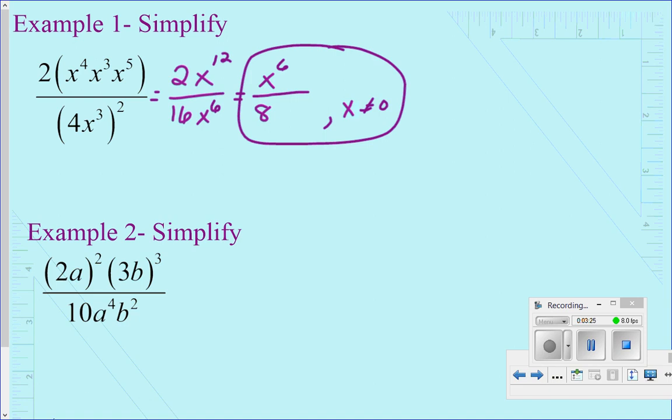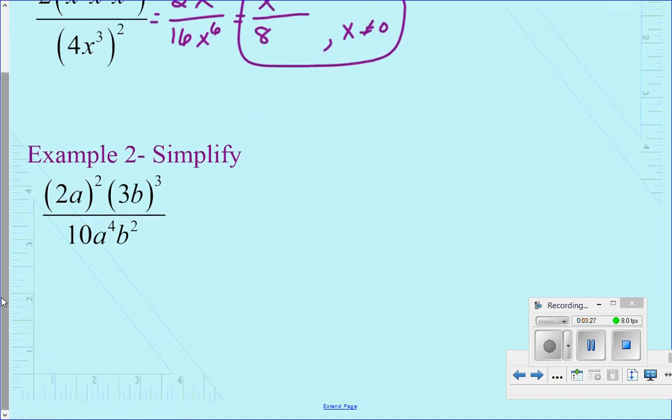Next one, so copy that one. So I'm going to follow order of operations always on these, which means I'm going to simplify the exponents first, meaning square 2a, meaning 2a times 2a, which is 4a squared. That's going to be multiplied by 3b, the quantity cubed. 3 cubed is 27, and b cubed is b cubed.